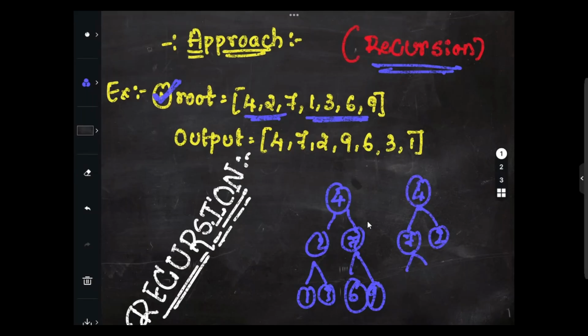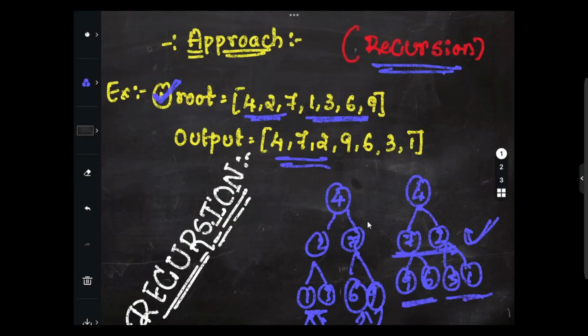So 1 3, these two nodes belong to 2 actually. Sorry, this belongs to 7 and this belongs to 2 here. This moves here. So 6 9, when we invert that one, we get 9 6, and 1 3, when we invert this one, we get 3 1. This is the output: 4 7 2 9 6 3 1. This is the output that we got.